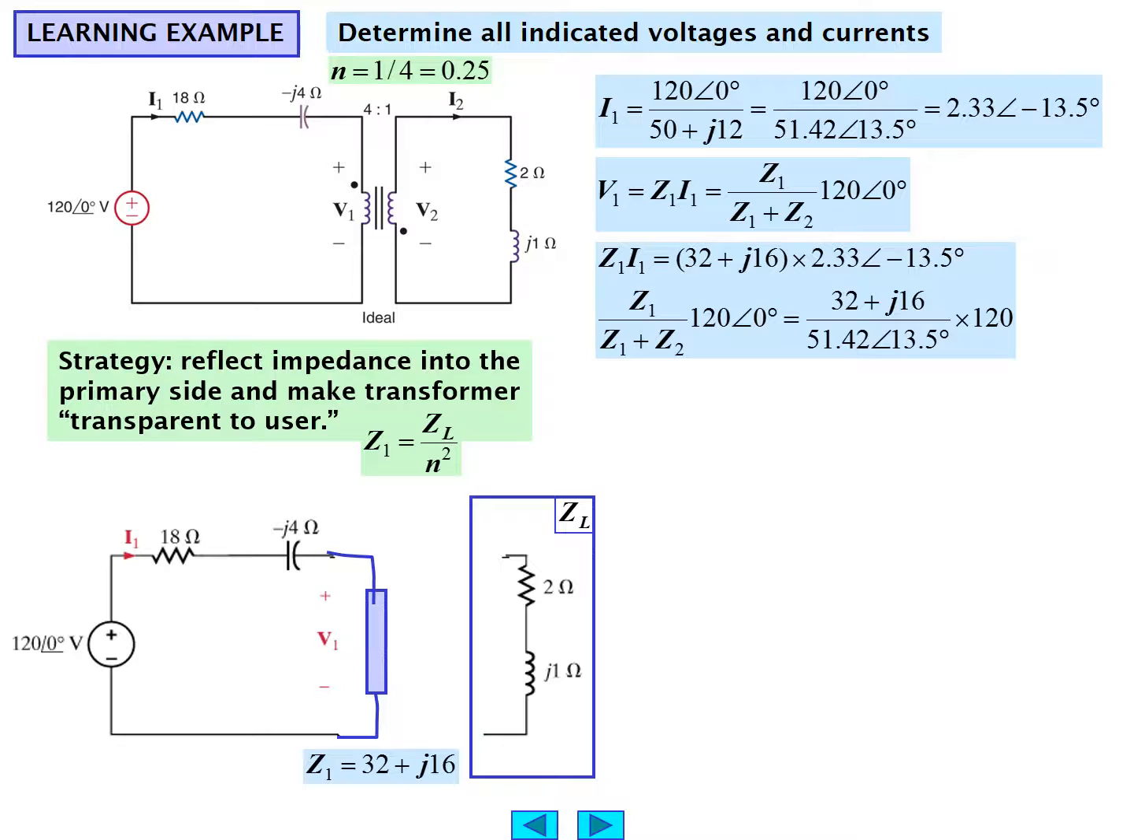So Z1 I1 is equal to 32 plus j16 times 2.33 angle minus 13.5. Z1 over Z1 plus Z2 is 120 angle 0 times 120 angle 0. Then, making a substitution, 32 plus j16 divided by Z1 plus Z2, which is 51.42 angle 13.5 as a result, times 120 angle 0, so it's 120.